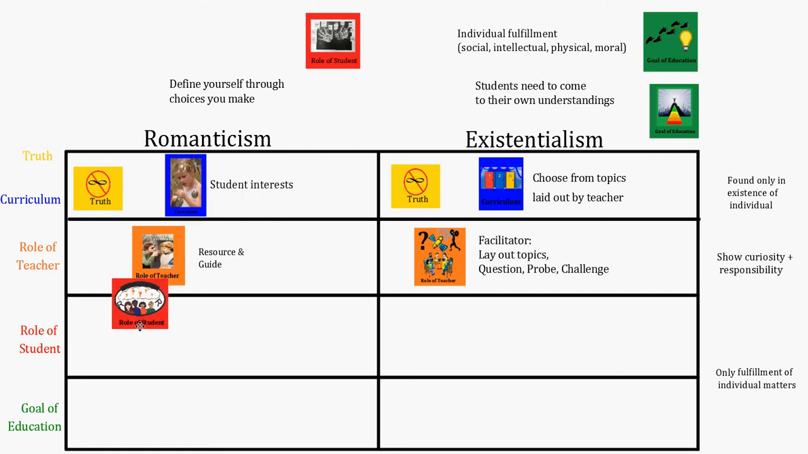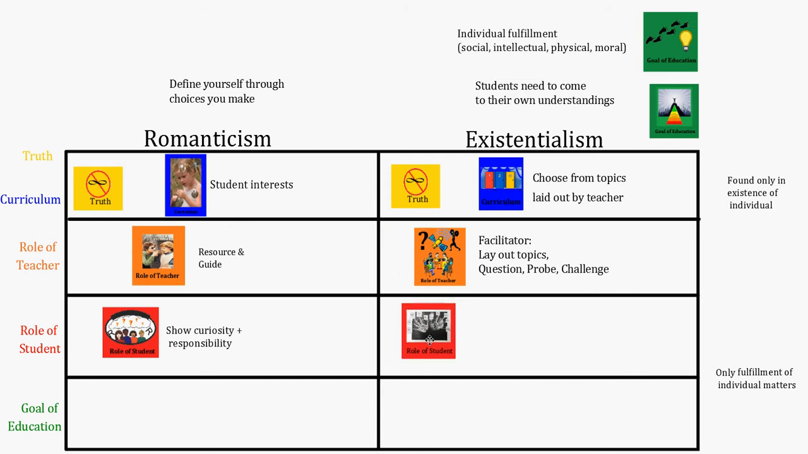The role of the student is to be curious and to take responsibility for his or her learning. The role of the student for existentialism is that you define yourself through the choices that you make. And if you don't choose, then you allow yourself to be defined by others.